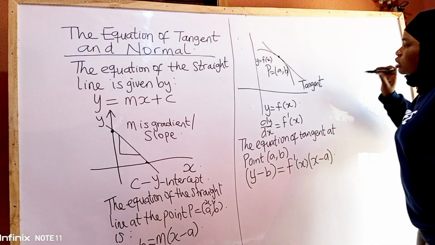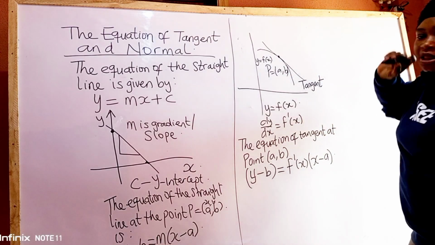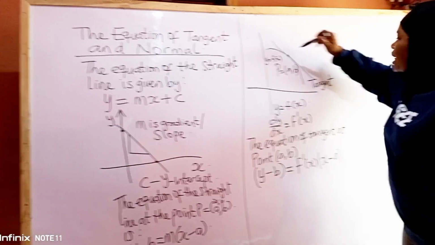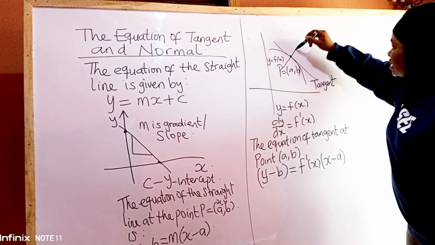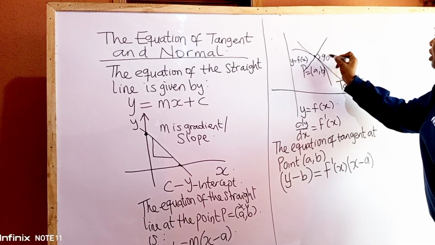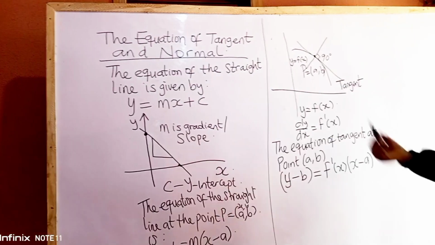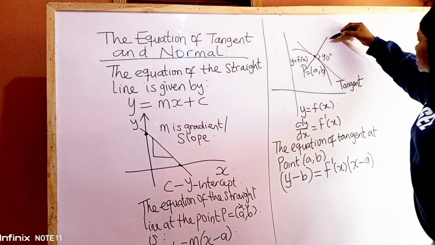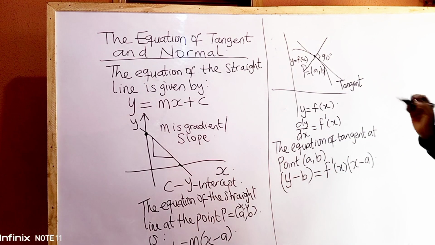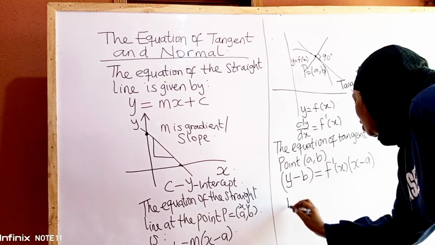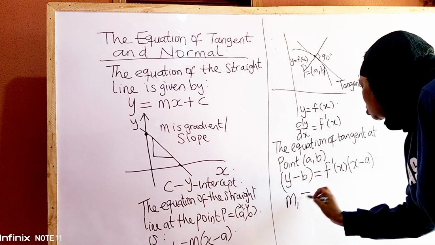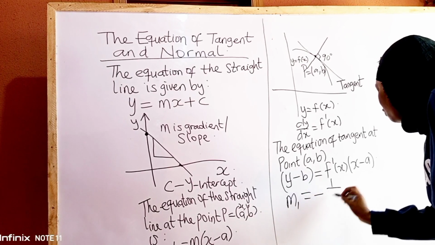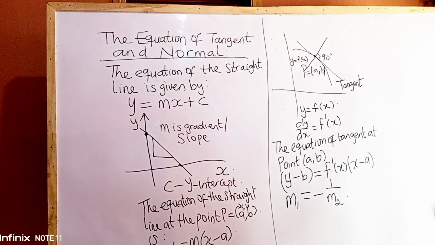Now, what is normal? Normal is a straight line that passes through the tangent and forms a right angle, that is, a perpendicular line. If two lines are perpendicular to each other, we know that the gradient of the first line, which is the tangent, will be equal to minus 1 over the second gradient.